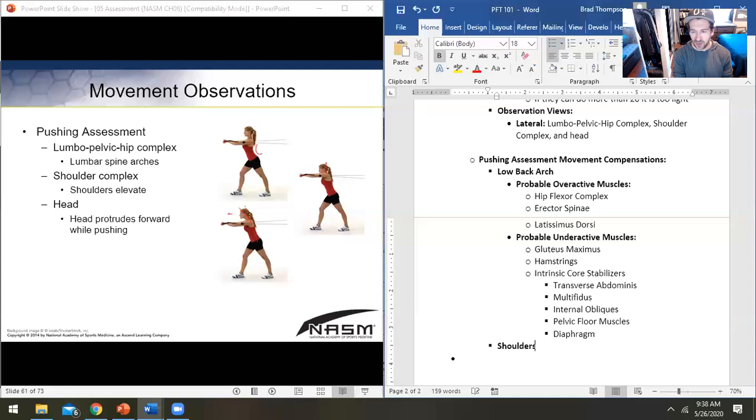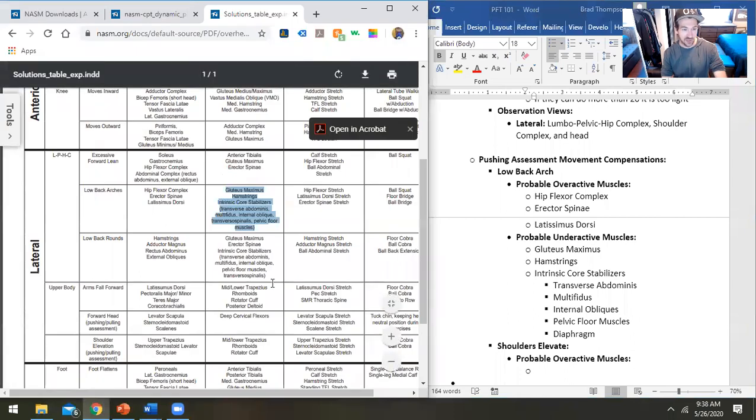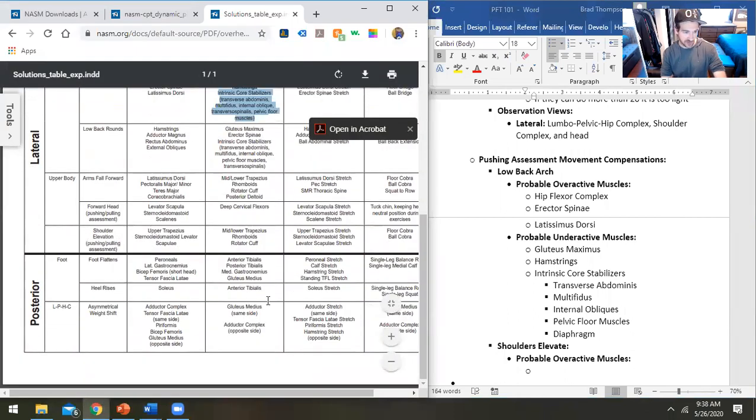Cool. So let's look at shoulders elevate, because this is going to be another one of our very, very common compensations. Probable overactive muscles. If your client experiences shoulder elevation, which, holy crap, in the world of cell phones, you are going to see. So this is going to be right here.